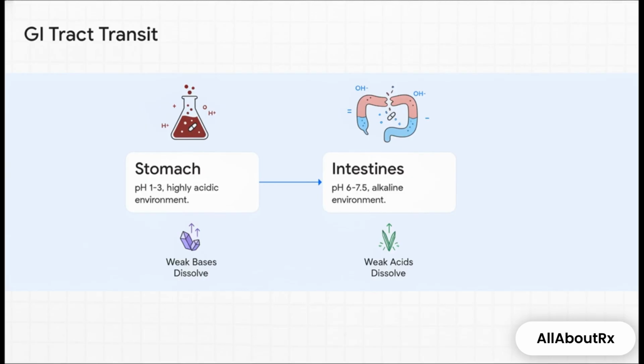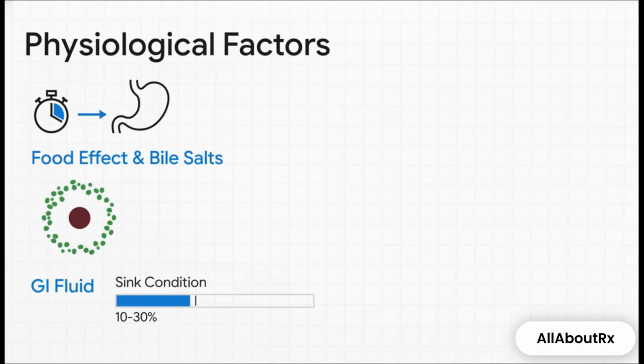The drug's journey through the GI tract dictates its solubility purely based on regional pH. The stomach is highly acidic, right around pH 1 to 3, while the intestines are much more alkaline, sitting between 6 and 7.5. Because of this, weak bases dissolve beautifully in the acidic stomach. Weak acids, though, will struggle in the stomach, but dissolve super fast once they reach the higher pH of the intestines.